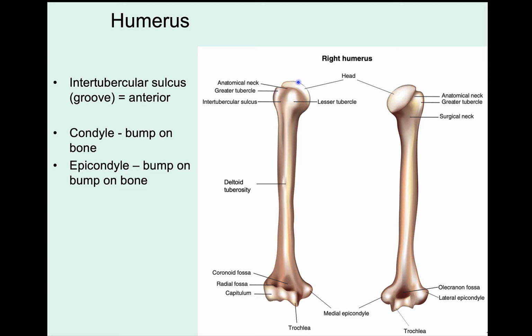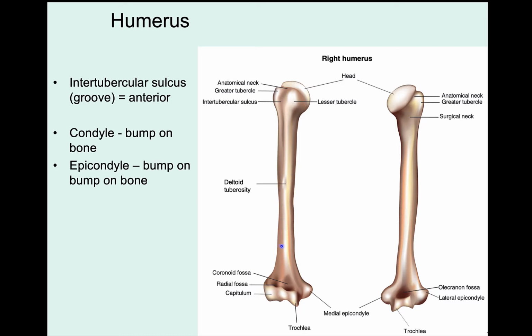And so what we're going to need to do then is identify anterior or posterior, and we're going to use this structure, the intertubercular sulcus, or the groove between the tubercles. So you'll notice we have the greater tubercle and the lesser tubercle, and running between them is that intertubercular sulcus. So we're going to use this as a structure to identify anterior. Now moving distally down this bone, we see the deltoid tuberosity. A tuberosity is a rough patch on a bone.